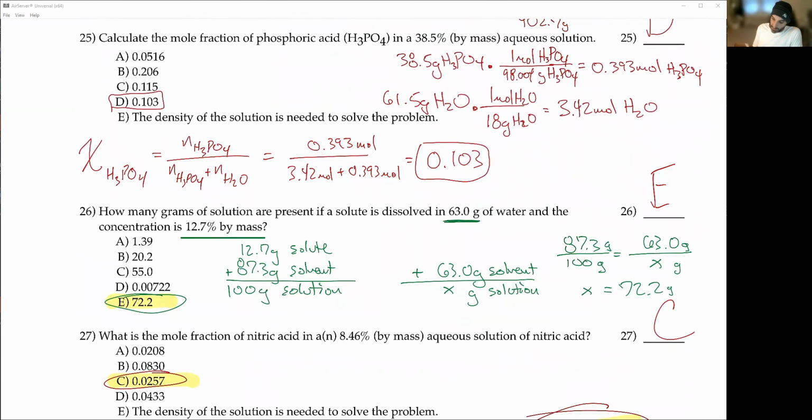Mole fraction. Mole fraction is the same exact thing, only not times 100, and we're looking at moles. So mole fraction is equivalent to moles of what I'm looking for, the solute, over the moles of the whole thing. If I have 38.5 grams, because I have 38.5% of H3PO4, I convert it into moles. And then I have 61 grams of water, which I convert into moles as well. So moles over moles gives me a mole fraction of 0.103.